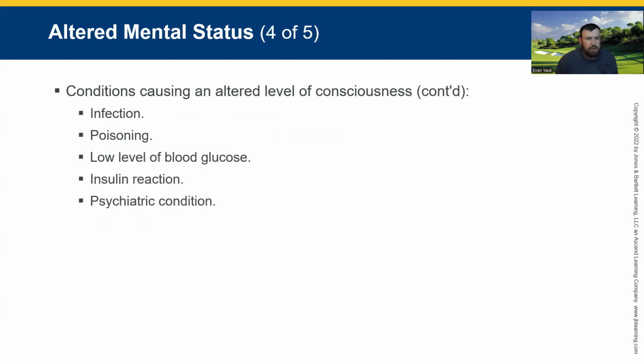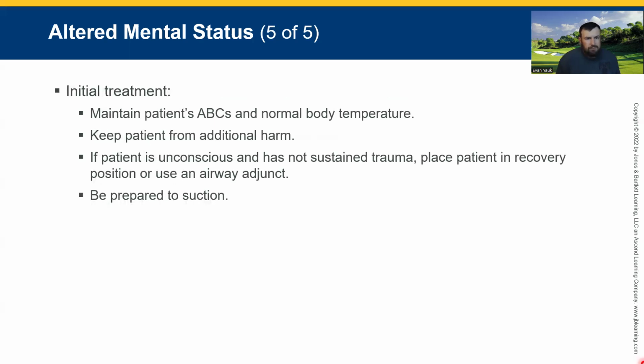Infection, poisoning. Anyway, the big one I really, really want to point out right now would be the low levels of blood glucose, because this is why it is so important for us to go and get that blood sugar when we do our vitals, because a lot of times it can mimic multiple things. So we roll it out right there towards the beginning when we do our vitals.